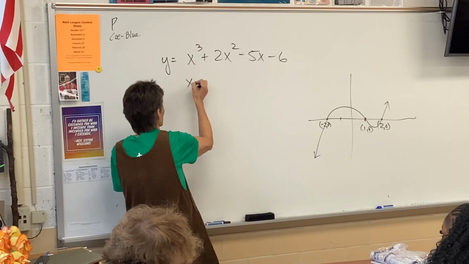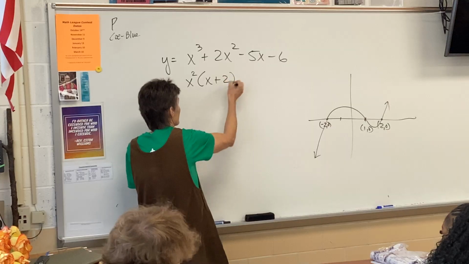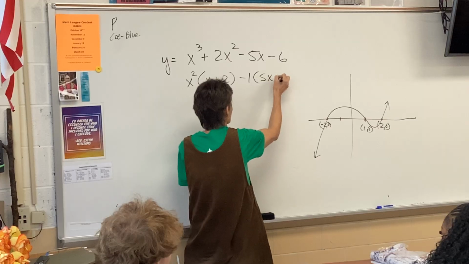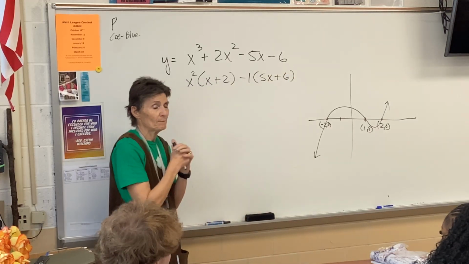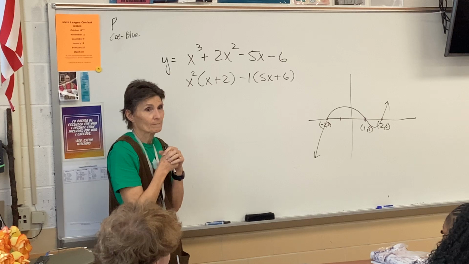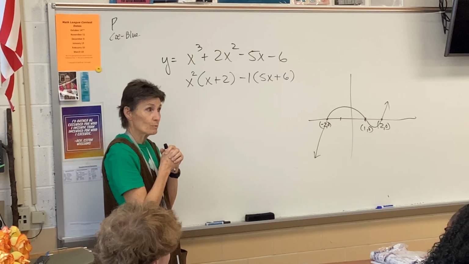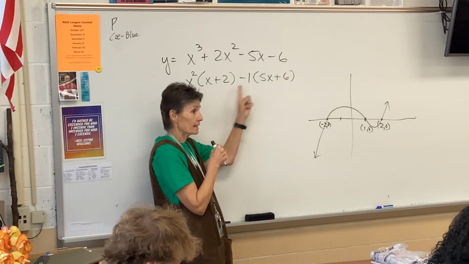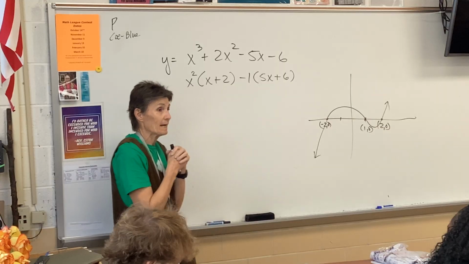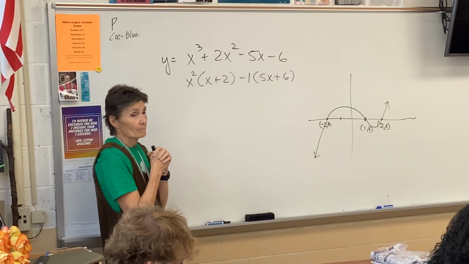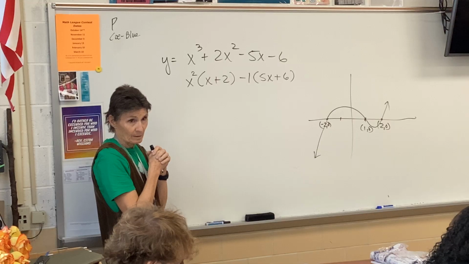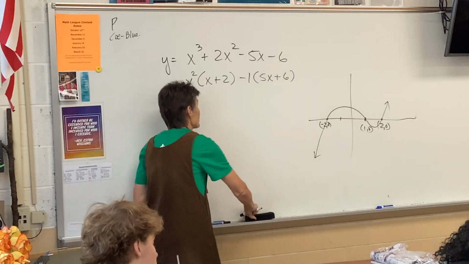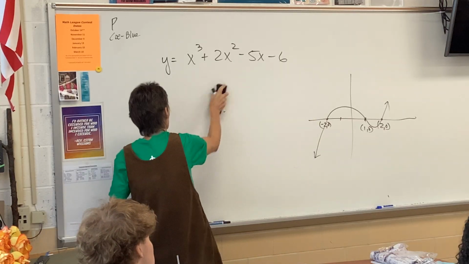I can take out an x squared from the first 2. I can take out a -1 from the second 2, but what didn't happen? I don't get a match. And if you don't get a match, you can't do this process. Factoring by grouping depends on getting a common factor here, and we didn't get it. What does that mean? Oh no, it's factorable, but just not by grouping. So here is what we do.